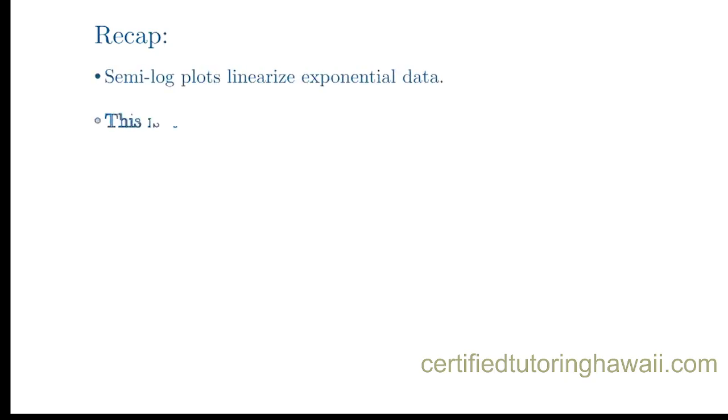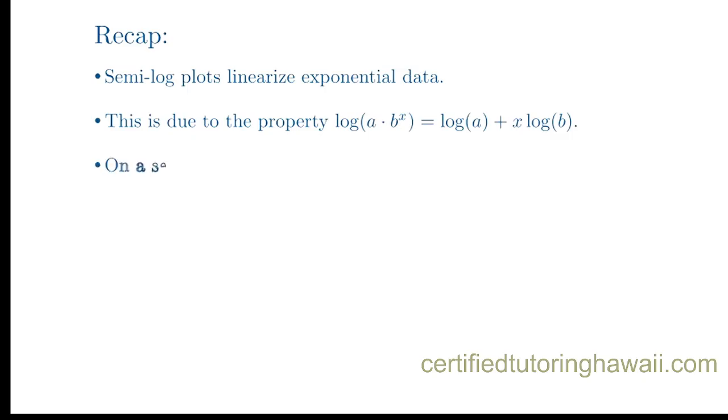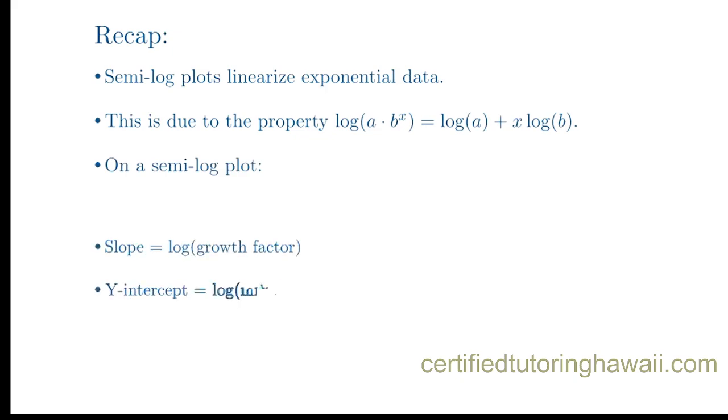Let's quickly review what we've learned, and then pose an exit question for you to consider. Today, we've seen how semi-log plots can be used to identify exponential relationships and build exponential models. Semi-log plots linearize exponential data. This is due to the property log of a times b to the x equals log of a plus x times log of b. On a semi-log plot, the slope is the log of the growth factor, and the y-intercept is the log of the initial value. This allows us to use linear regression to model exponential data.